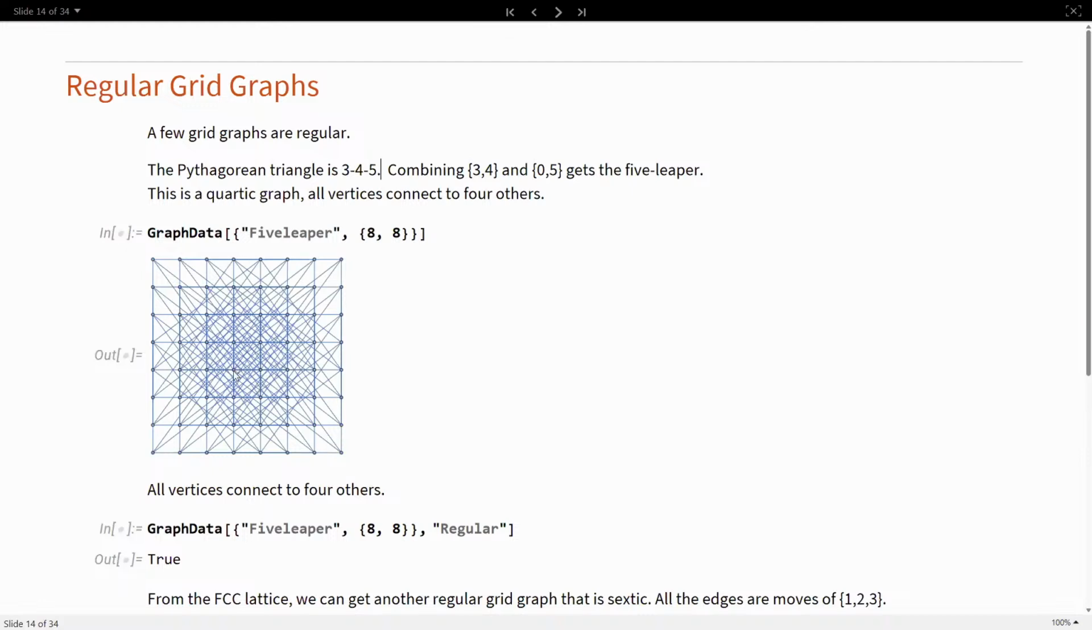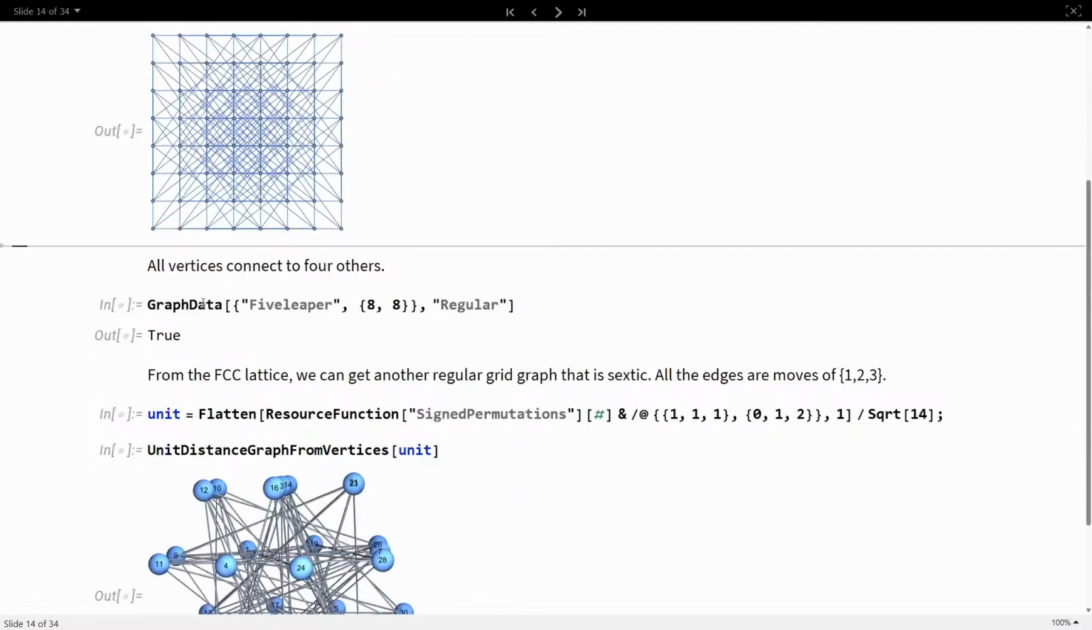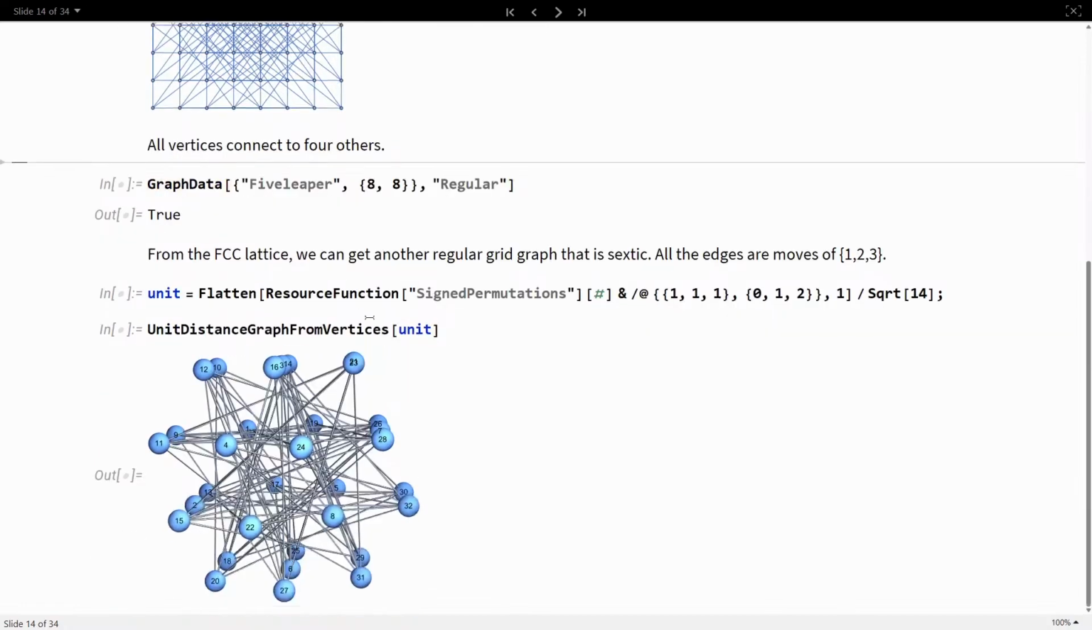So for example, this vertex connects to that one, this one, and these two, off by 3, 4, and 4, 3. And it turns out that every vertex in the 8x8 grid is exactly a distance of 5 from 4 others. So this is a quartic graph. And you can check that it is a regular graph in GraphData.